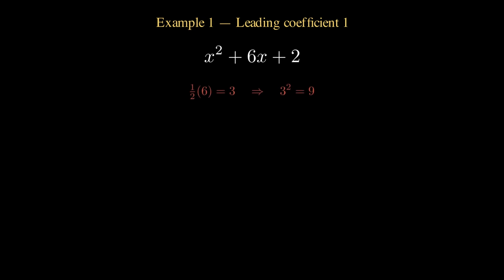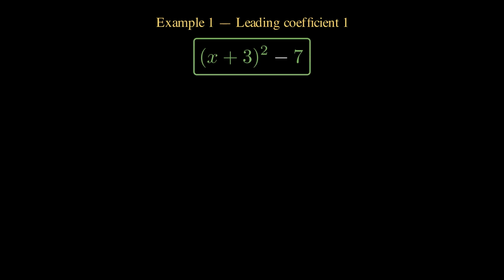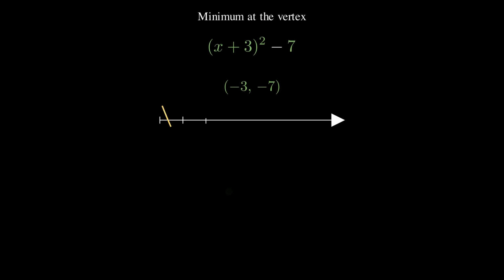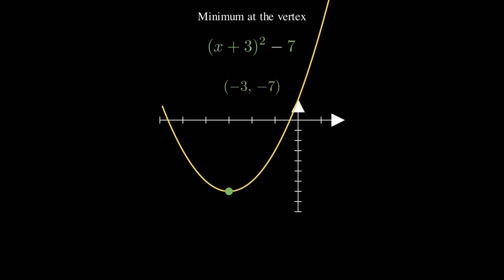Focus on 6x. Half of 6 is 3, and 3 squared is 9. Add 9 and subtract 9 so the value does not change. The first three terms factor as (x plus 3) squared. Combine negative 9 and 2 to get negative 7. Vertex form is (x plus 3) squared minus 7, so the vertex is at (negative 3, negative 7). Because a is 1 and positive, this point is the minimum of the parabola. For the SAT, the axis of symmetry is x equals negative 3, through the vertex.